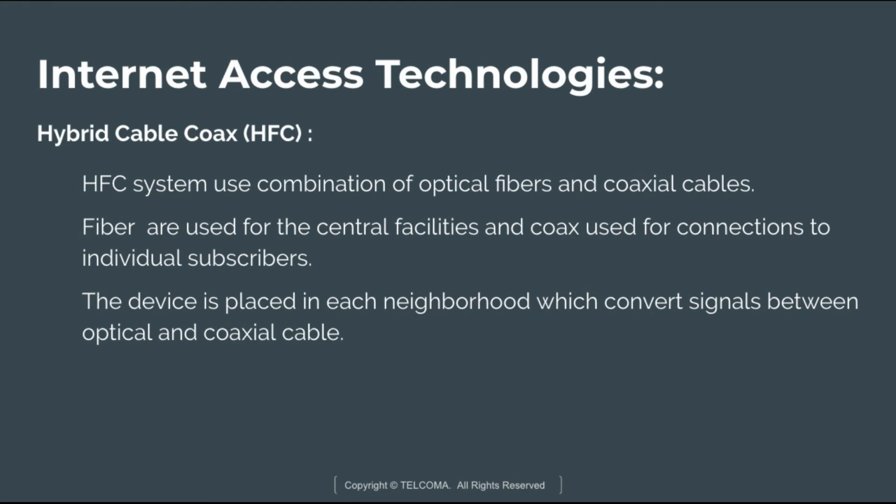Next is hybrid fiber coax, that is HFC. This is an expensive technology. HFC systems use a combination of optical fiber and coaxial cable. The fibers are used for central facilities and coaxial is used for the connection to individual subscribers. It uses fiber optic for the portion of the network that requires the highest bandwidth and uses coaxial for the part that can tolerate a lower data rate. Devices placed in each neighborhood convert the signal between the optical and coaxial cable. If coaxial cables are already installed for cable TV, then the cost is minimized in this HFC, that is hybrid fiber coax.